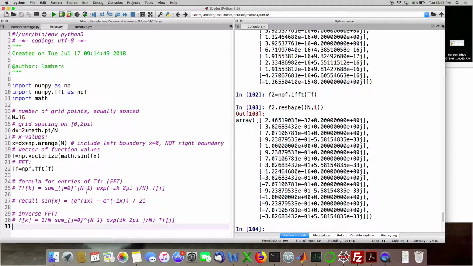Now, the other thing here is that the values k that I have in here, actually, I'm going to change my notation for inverse FFT. Because I'm using j to index in physical space, like your function f. I'm using k to index in frequency space. Okay, all right, that'll work.